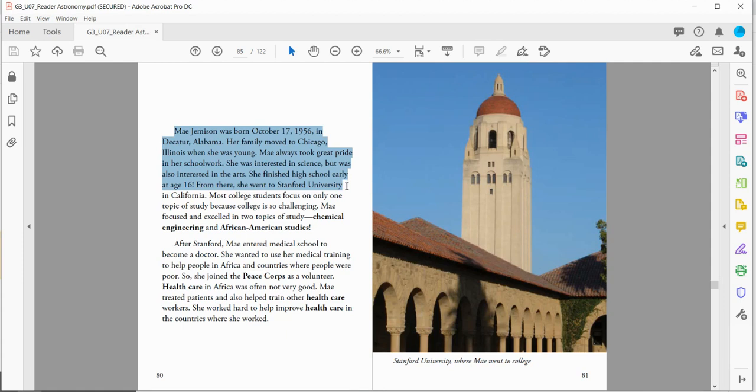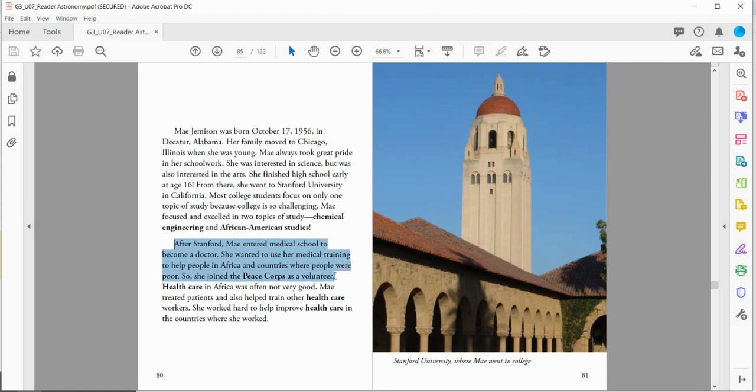From there, she went to Stanford University in California. Most college students focus on only one topic of study because college is so challenging. Mae focused and excelled in two topics of study: chemical engineering and African American studies. After Stanford, Mae entered medical school to become a doctor. She wanted to use her medical training to help people in Africa and countries where people were poor.